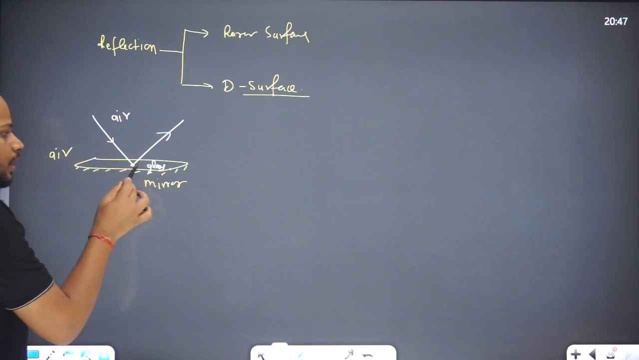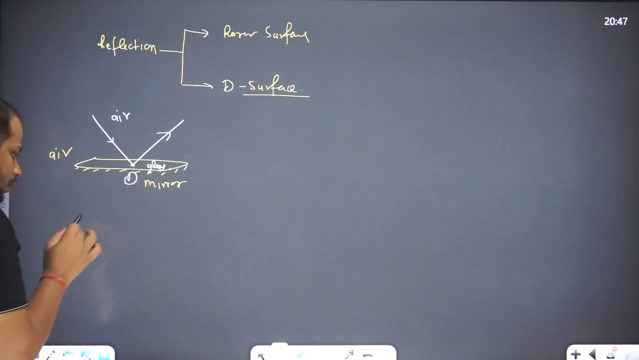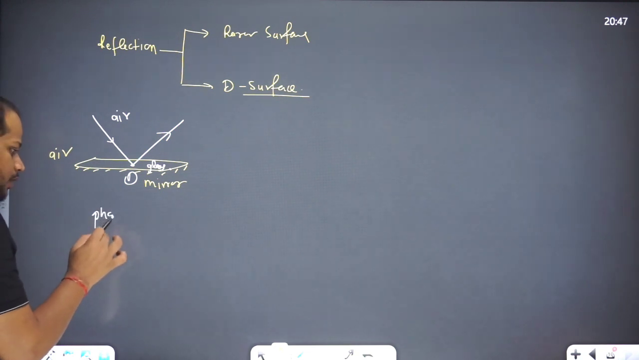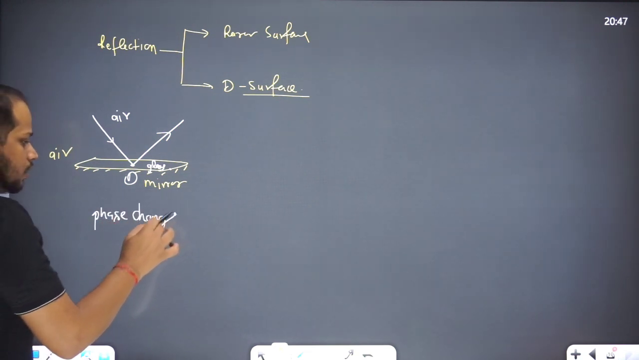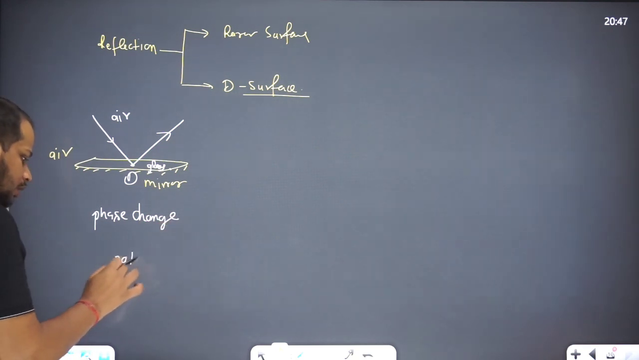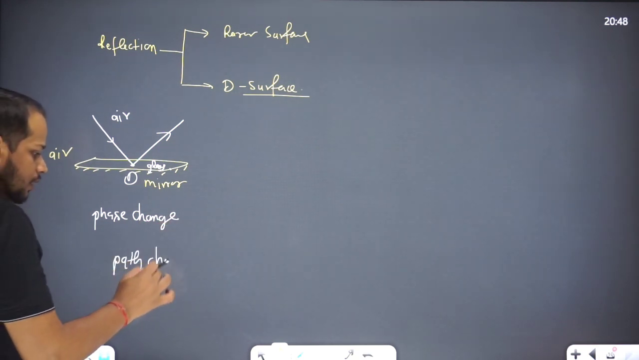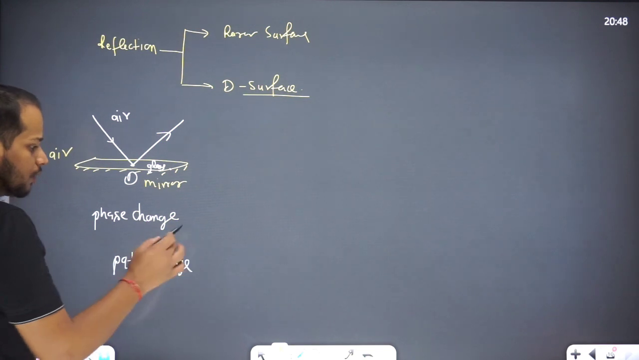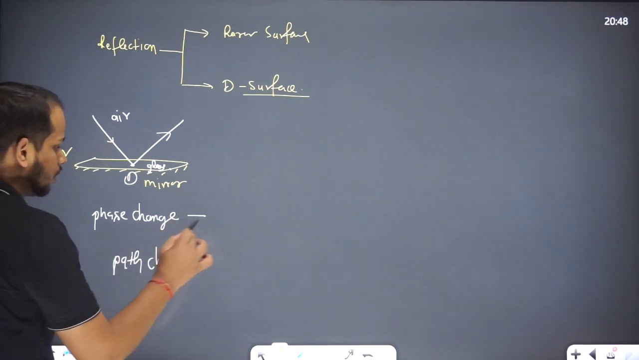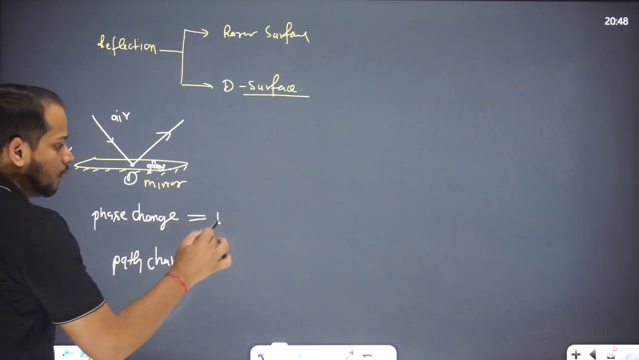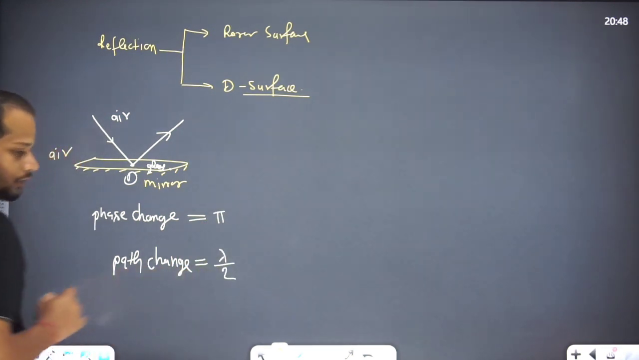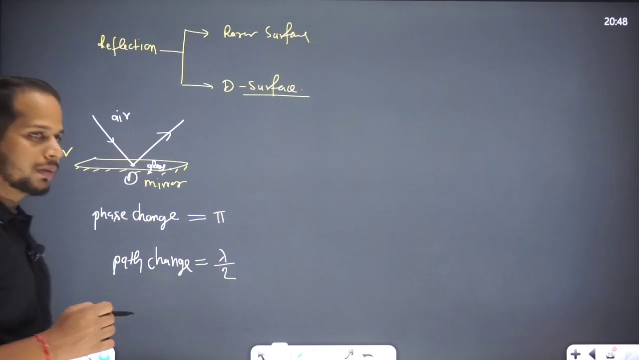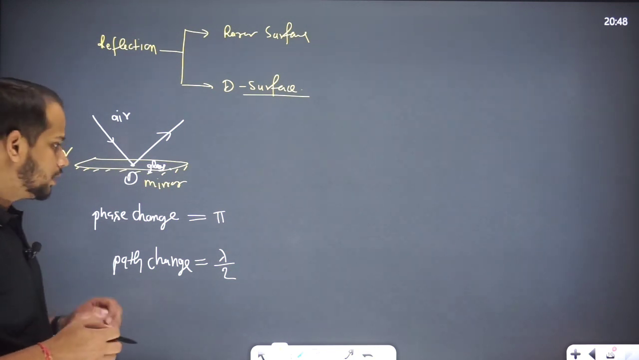So if reflection takes place from denser surface, then there is a phase change and a path change. Phase change and path change. I hope you know about this one from waves in class 11th. What is the phase change here? Phase change is pi. And what is the path change? It's lambda by 2. Lambda by 2. Okay, so let's see here.